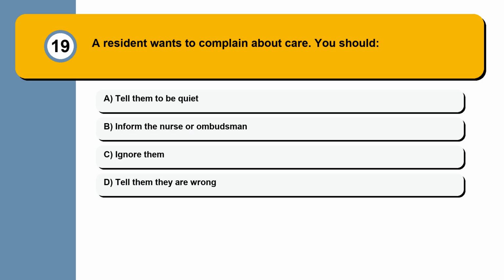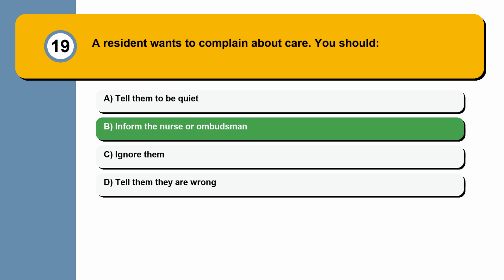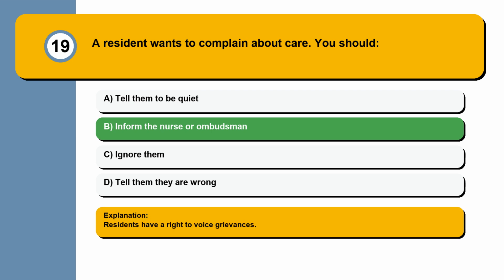Question 19. A resident wants to complain about care. You should tell them to be quiet. Inform the nurse or ombudsman. Ignore them. Tell them they are wrong. Residents have a right to voice grievances.